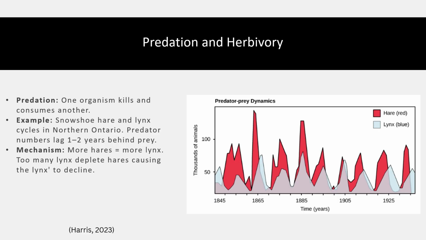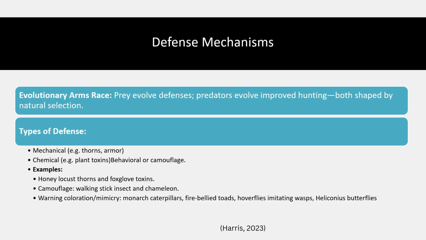Herbivory is very similar. The animals consume the plants. This often drives the plant's defenses and can influence the community composition of those plants in the area. Predators and prey can also influence each other's evolution over time. This can lead to the development of defense mechanisms: things that are mechanical, chemical, behavioral, or camouflage, or what's considered mimicry.